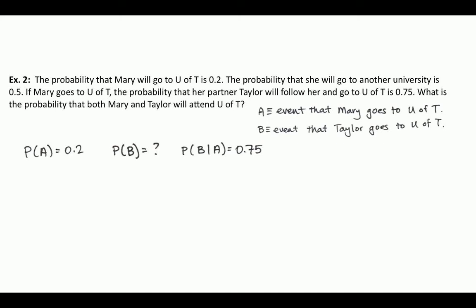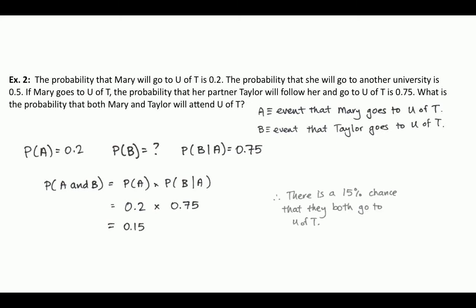So now we can say the probability that both Mary and Taylor will attend U of T is the probability of A and B, which equals the probability of A times the probability of B given A. Note that we don't even need the probability of B. It never entered into the equation. So here we have a 0.2 probability times the 0.75 probability, and we get 0.15. So there's a 15% chance that they both go to U of T.